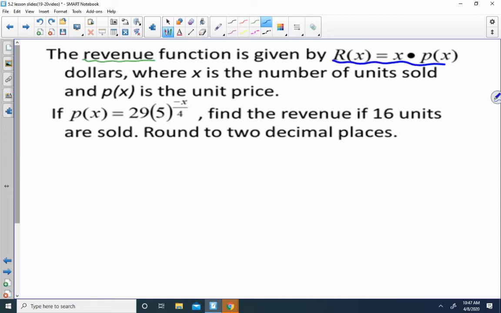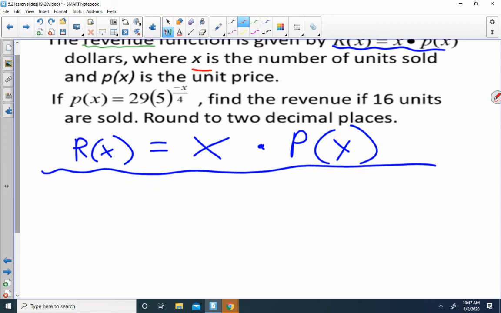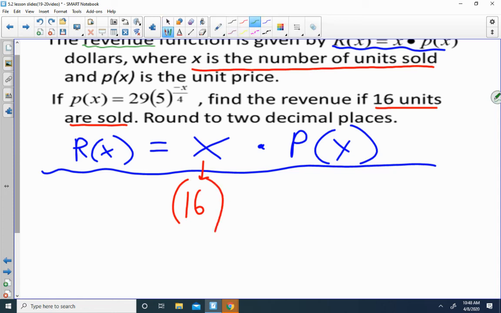So just to start from the top, we are trying to find the revenue. And it tells us that the revenue is equal to x times p(x). That's how we find our revenue answer. They tell us that x is the number of units sold. And does it say how many units are sold? Right here, 16 units are sold. So in other words, our x is going to be 16. And then we have to multiply that by the price, which is what p(x) is. And does it give us the price?